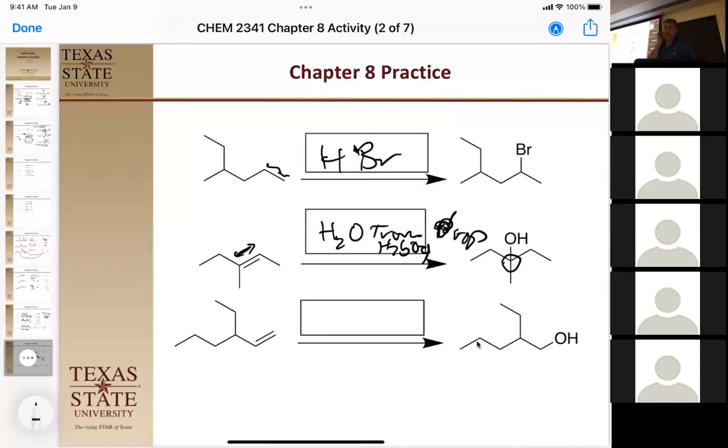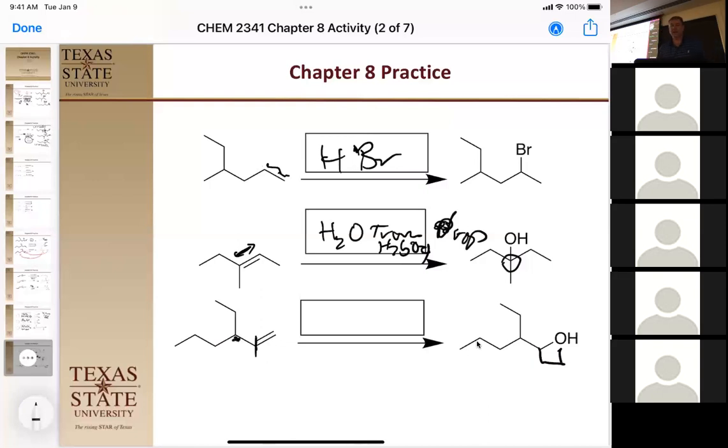Okay, last one. We can't use water for that one because it'd end up over here. So we must be using something else, but it's a primary alcohol. Oh no, it isn't. It is cut here. Okay, there should be another bond here. Sorry, I left out a carbon.